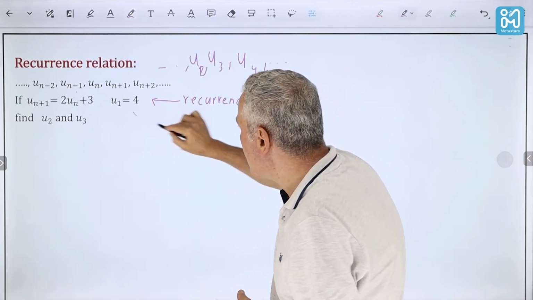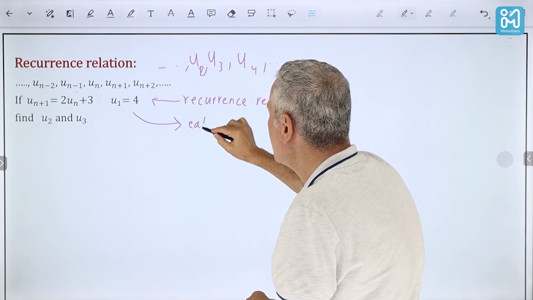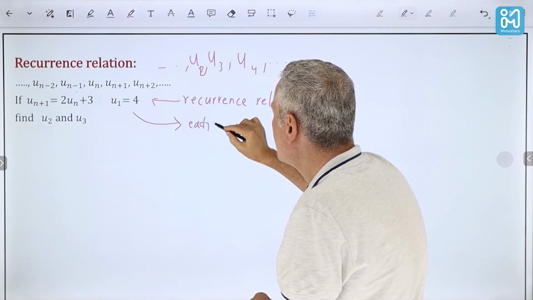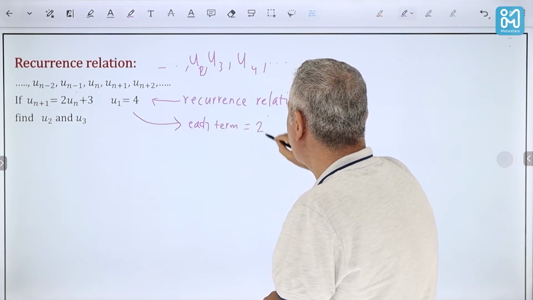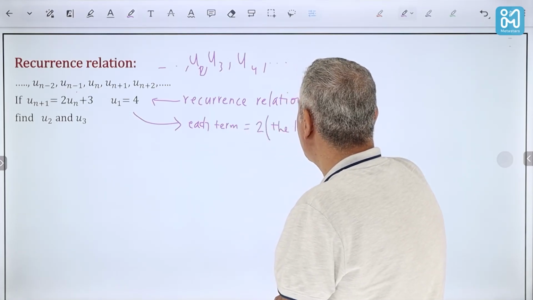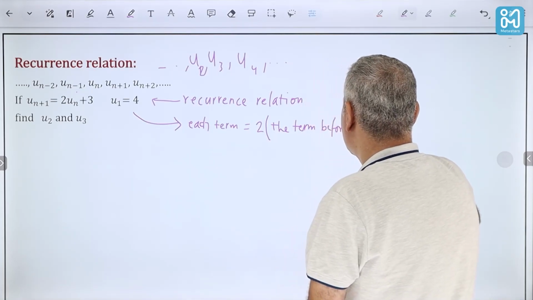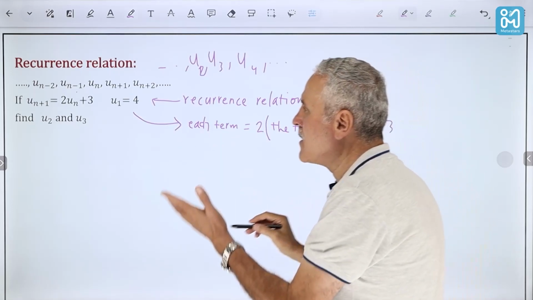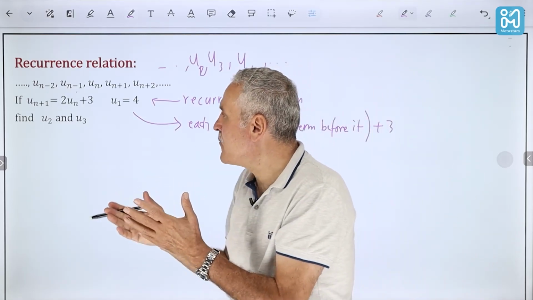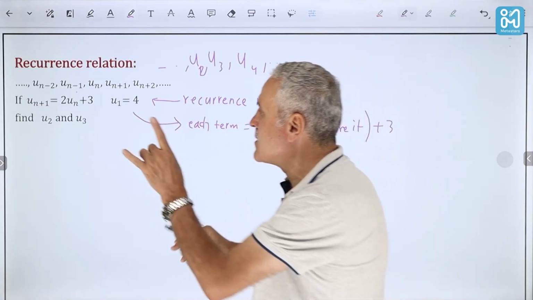As if we were saying, each term equals 2 times the term before it, then plus 3. Understand this. Don't be afraid of these symbols, even if you don't like them very much, as long as you understand this.